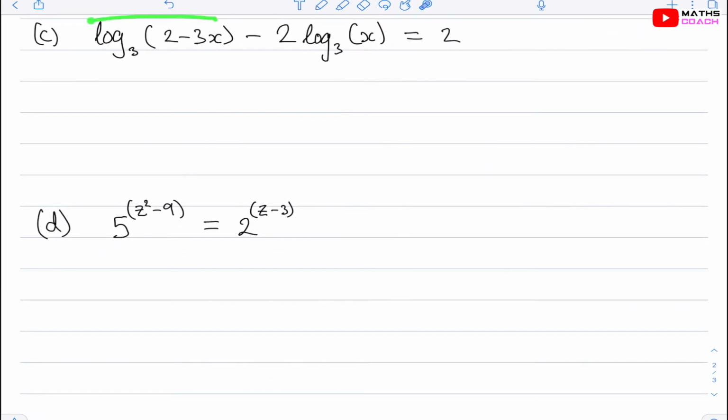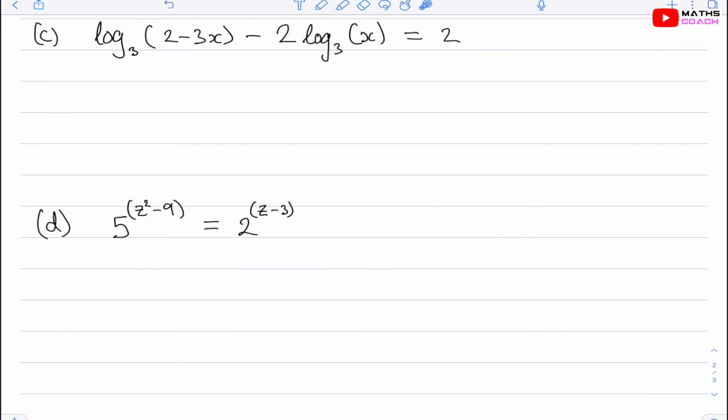So here we have the log of 2 minus 3x, take away 2 times the log of x equals to 2, and here the logs are given to base 3. Now I think you can do this question yourself because it's similar to the ones above that we just did. So why don't you have a go at this question? Solve the equation to find x, and once you're ready, press play and you can check your answers.